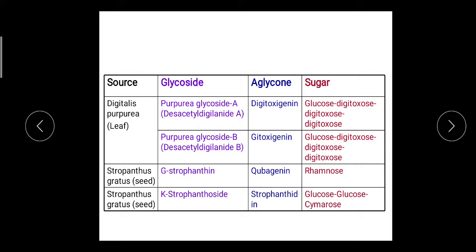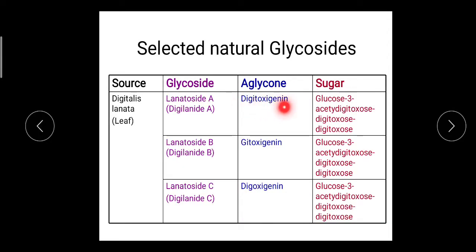In your syllabus, I think you are having only two cardiac glycosides, that is digitoxigenin and digoxin. Digitoxigenin and digoxin are the two glycosides covered under your syllabus.